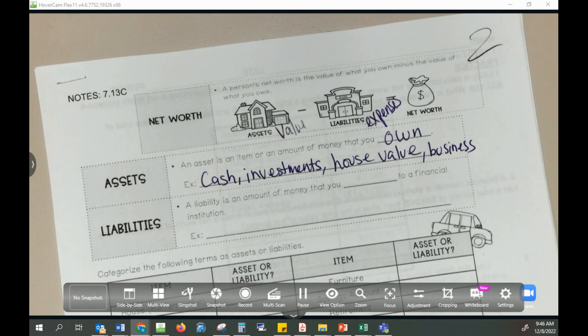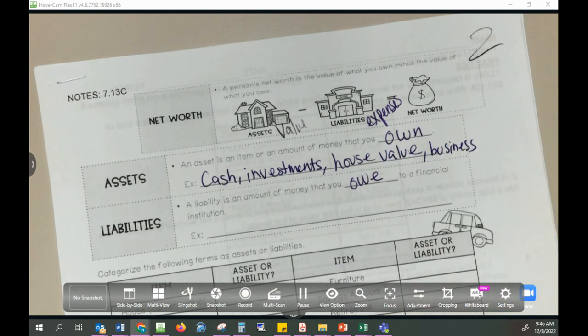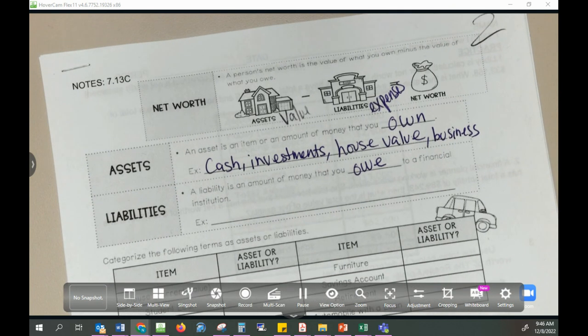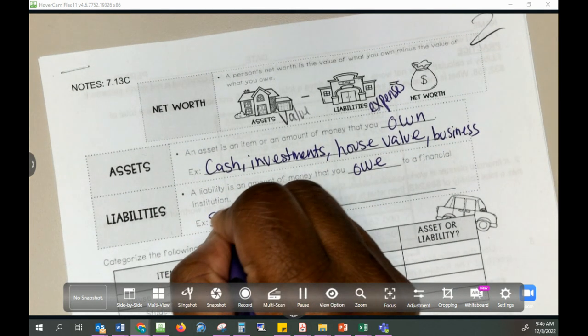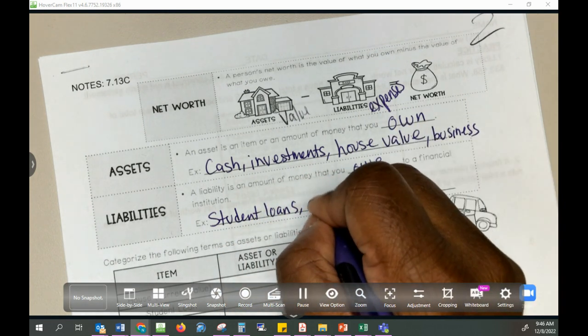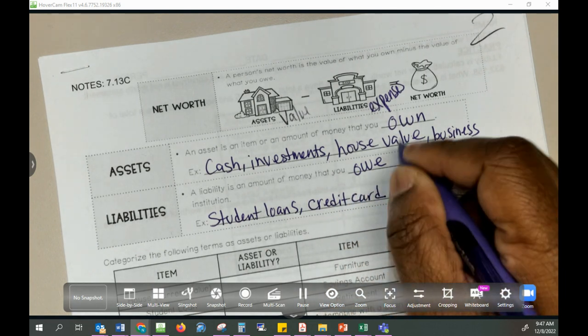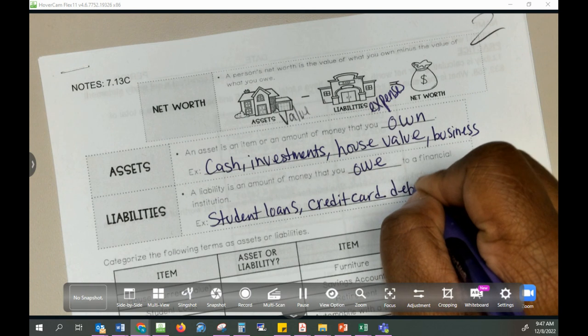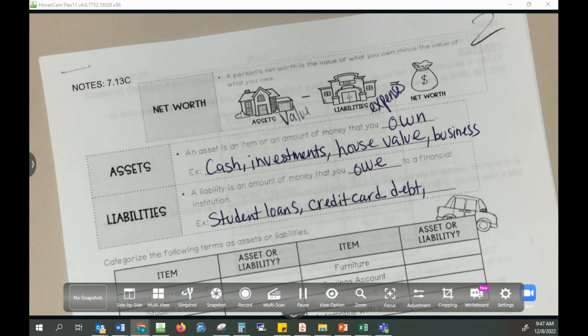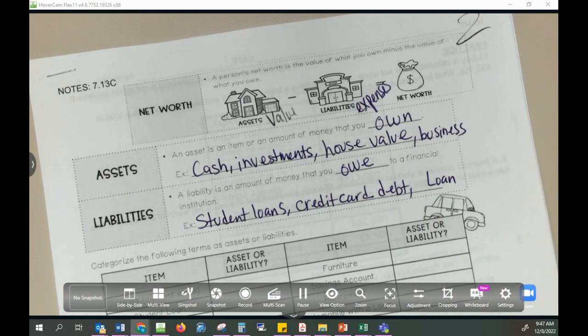Your liabilities are the amount of money that you owe to a financial institution. So, like if you owe any student loans, if you have any credit card debt, or really any type of loan. It doesn't have to just be student loans, but any loan will count as a liability.